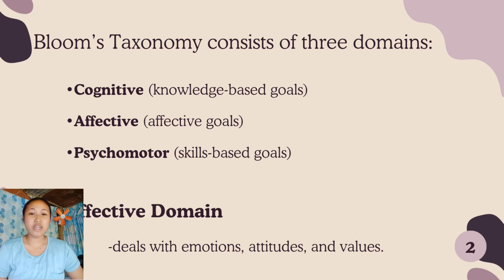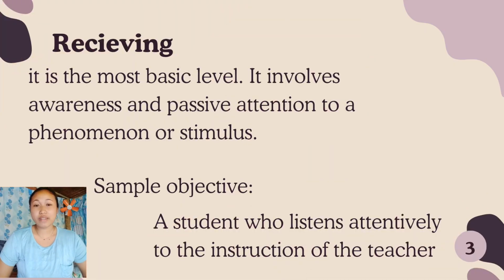The affective domain deals with emotions, attitudes, and values. It's about how learners internalize and respond to learning experiences on an emotional level. Within the affective domain, Bloom identified 5 levels of expertise: receiving, responding, valuing, organization, and characterization by a value or value complex. Receiving is the most basic level.